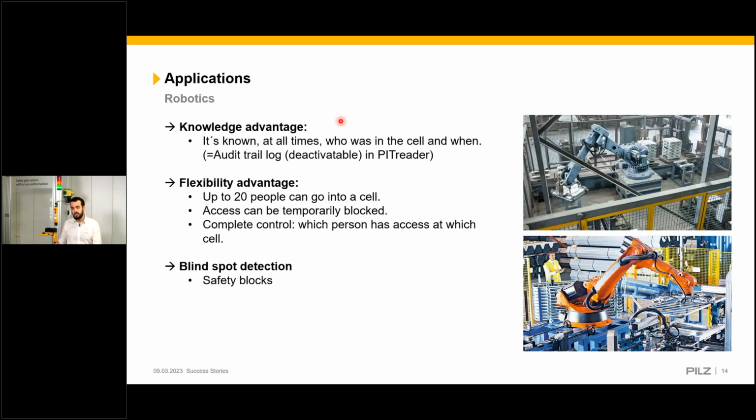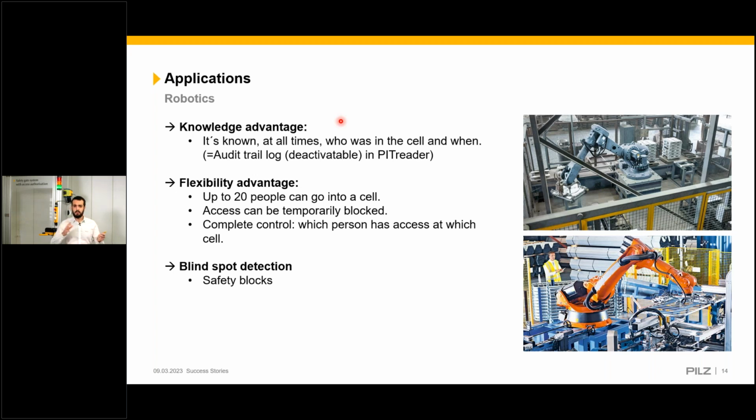If you have 5 keys in the door, then you can only go inside with 5 people, and not 6. So it's quite fixed, the number of people who can go inside the dangerous area. In our case, it's completely flexible. It doesn't matter. Up to 20 people, of course. And then we are also flexible in blocking the access. So for instance, if there is a person who cannot have access today or for the next week, we can block temporarily the access to the dangerous area.